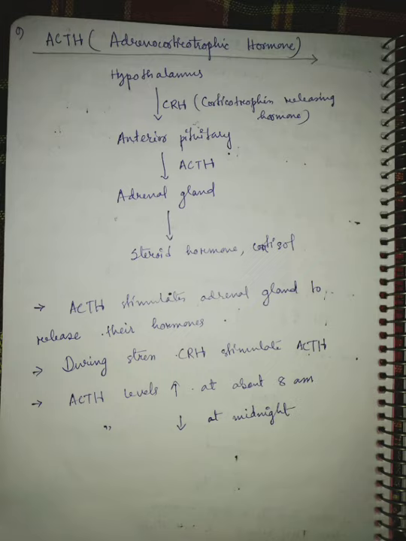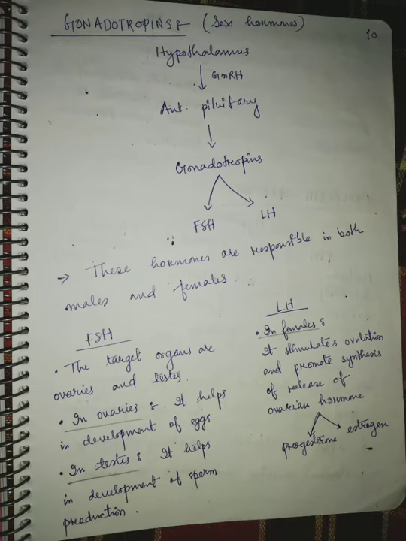ACTH level increases at about 8 a.m. in the morning time, and it decreases at midnight, because in the morning we are in a rush, we are in a hurry. We go for the whole day, we go for work, so there is a requirement of a lot of energy. So the ACTH level is high at about 8 a.m., but at midnight we are lazy, we are lethargic, so this hormone is released less.